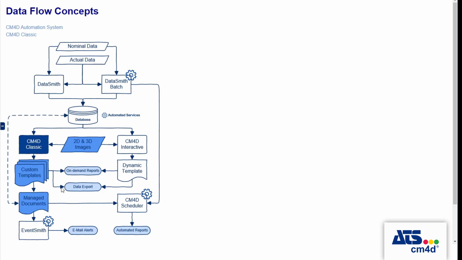One of the other major modules is Datasmith. Datasmith is the tool that is used in order to take the raw data, in other words the nominal and the actual data, and load that information into the CM40 database. So in order to do that, we have to configure Datasmith to translate or scan the contents of the output files coming from your different collection devices.